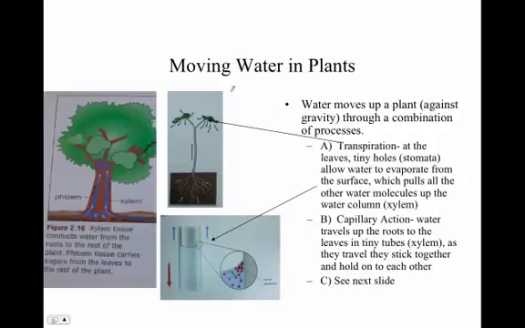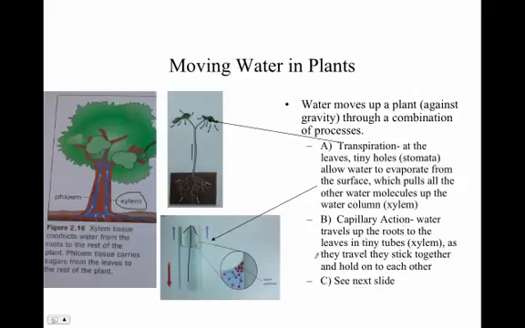So let's look at this water movement again. We've talked about the xylem column before. Water moves into a plant against gravity through a couple of processes. One, transpiration, which is at the leaves. Tiny holes, which are called stomata, allow the water to evaporate, and that allows more water to move up the xylem column. Capillary action, water travels across the roots into the tiny xylem tubes.